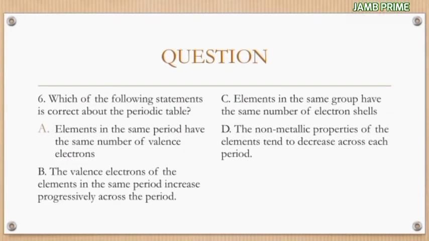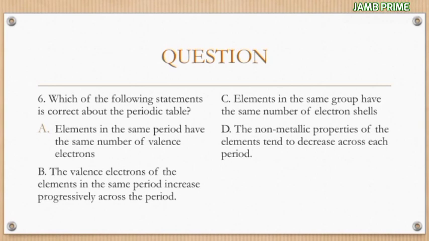So to the next question now, which is question number 6. Which of the following statements is correct about the periodic table? A, elements in the same period have the same number of valence electrons? No. The valence electrons of elements in the same period increase progressively across the period. Is it the answer? So let's see.